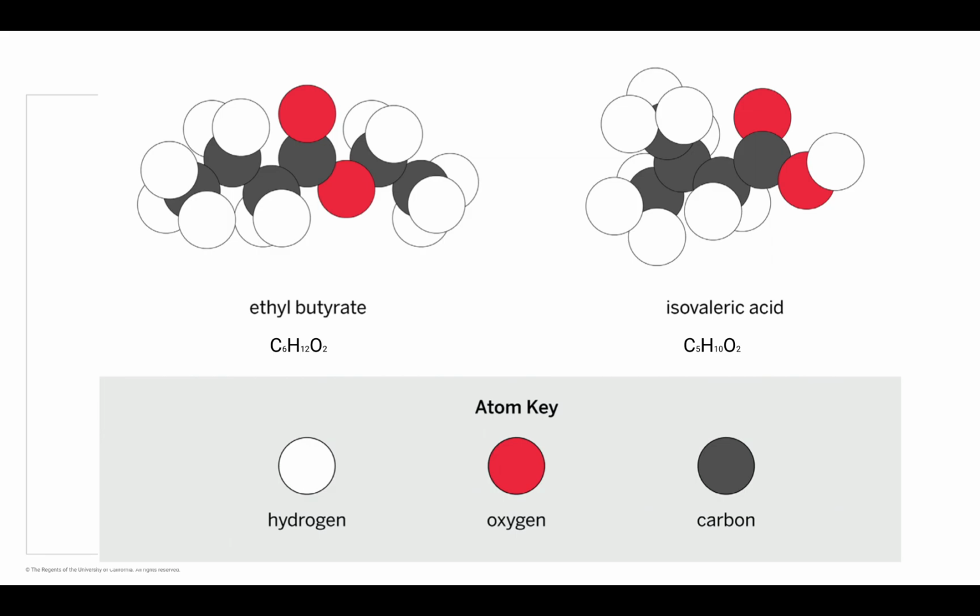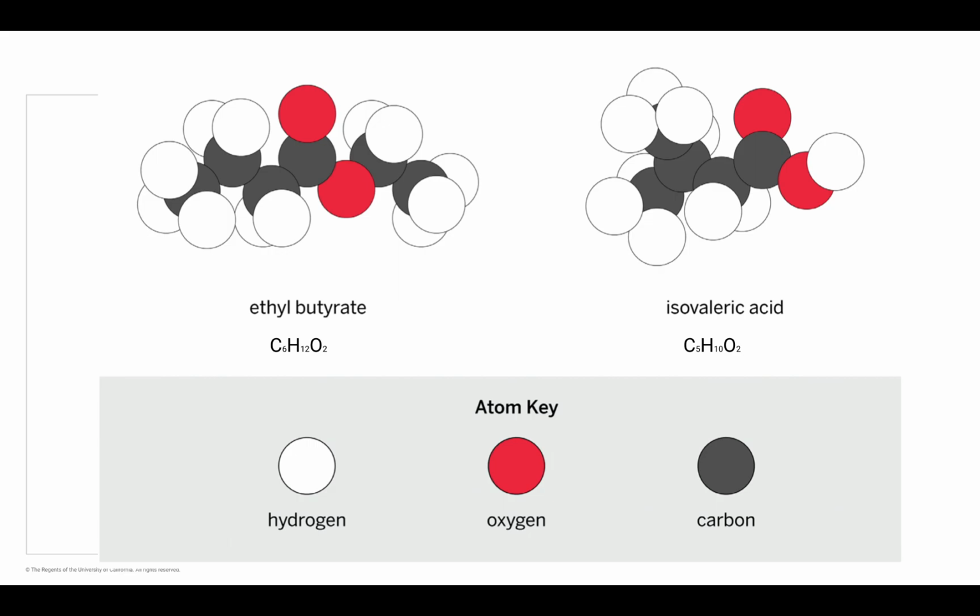both have hydrogen, oxygen, and carbon atoms that make up the molecules. So I wrote down the chemical formula for each one, and I want to talk about those. Ethyl butyrate is C6H12O2, and isovaleric acid is C5H10O2.